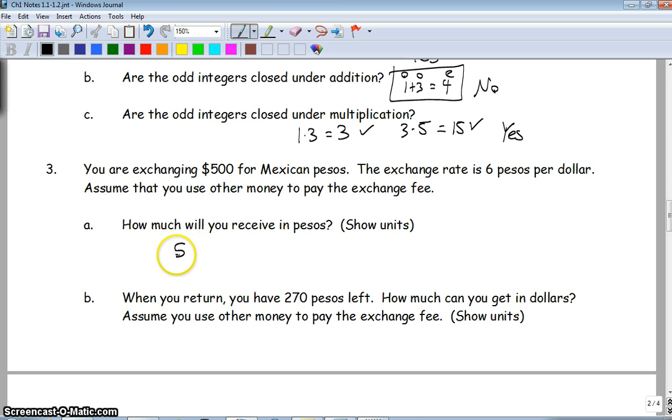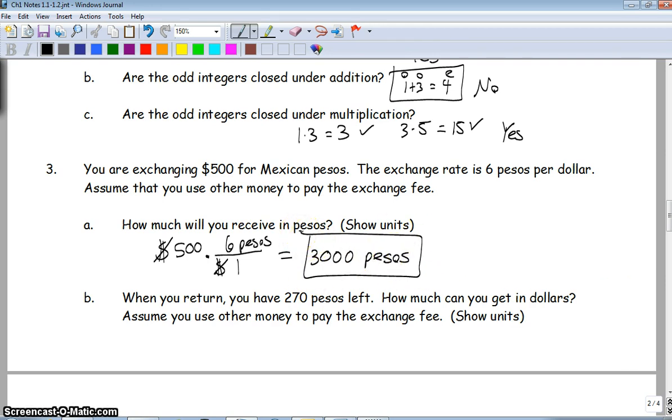We start with $500, and we know the exchange rate, so we're going to multiply it by an exchange rate. Well, you want to cancel out the units, so we're going to have dollars on the bottom, and we know it's $1 for 6 pesos. Alright, that cancels our dollars out. You'll be doing this in chemistry if you're in chemistry. And then you can multiply the numbers, and you're in pesos. This is the same thing as saying 3,000 pesos. Please show your units, very important.